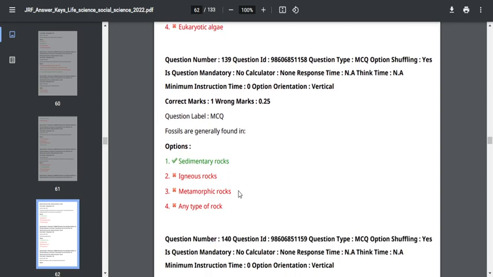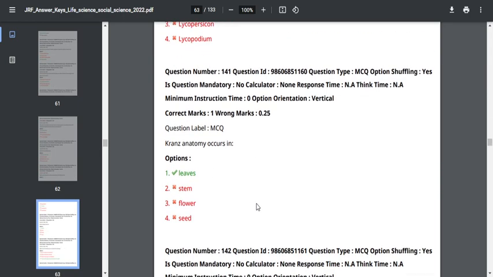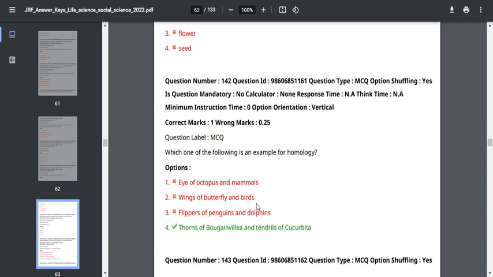Fossils are generally found in sedimentary rocks only. Lichens are used as indicators of atmospheric pollution, which means lichens are pollution susceptible, so they will grow only in a non-polluted area. They won't grow in an area that is polluted. Kranz anatomy is present in the leaves of C4 plants.